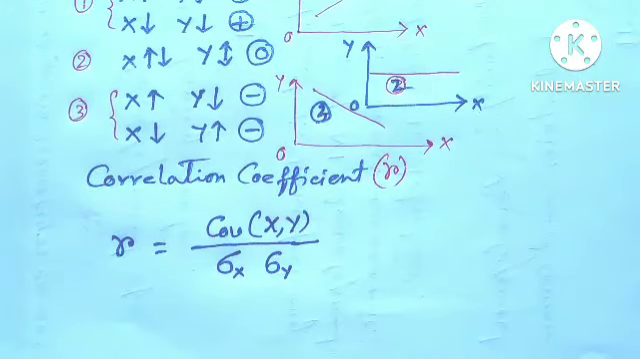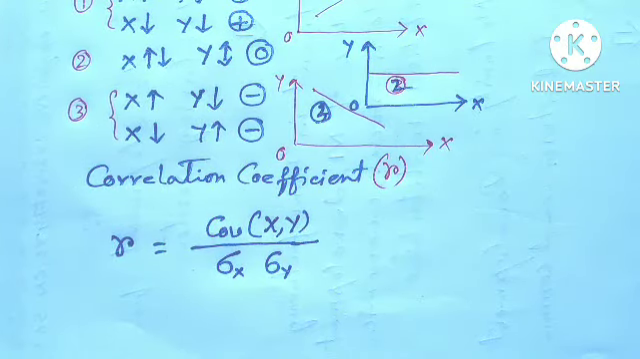Now again we are going back to the correlation coefficient, that is small r. Here we have shown the formula for the correlation coefficient. The denominator is sigma x times sigma y. Sigma x means the standard deviation of x, and sigma y means the standard deviation of y. Here the numerator is the covariance of x and y. So we have to find the covariance of x and y first, and then we have to calculate sigma x, the standard deviation of x, and the standard deviation of y.